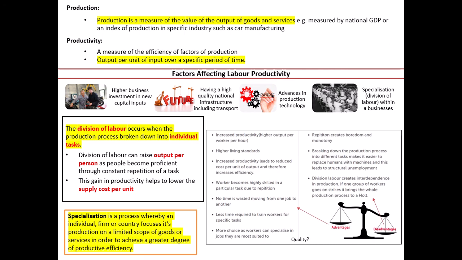I've put quality at the bottom because quality can be an advantage of division of labour because of the specialisation, the improved dexterity of workers. But you could also argue that it could be a disadvantage because of the boredom created, because of the mistakes that might be made. The quality might suffer in the production of a good or service.